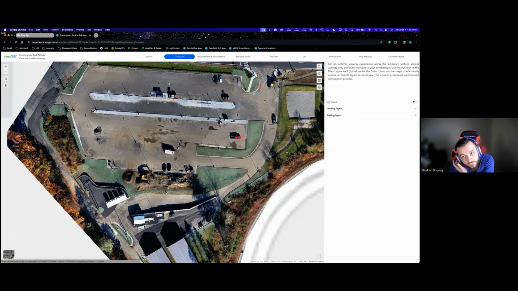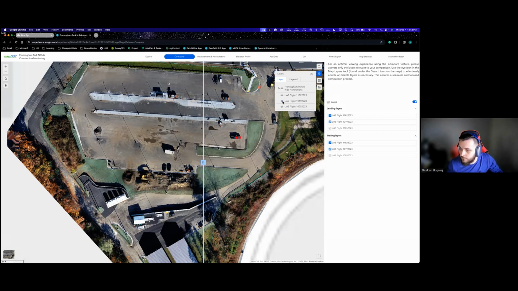The next tab is going to be the Compare tab, which allows the users to do a visual and temporal comparison for the particular job location. So let's say they wanted to compare this week with a flight that was 2 weeks prior to that. They could use the leading and the trailing layers. This is a feature that's built in the Experience Builder. So let's say, for example, they want to compare the November 2nd flight versus the October 19th.